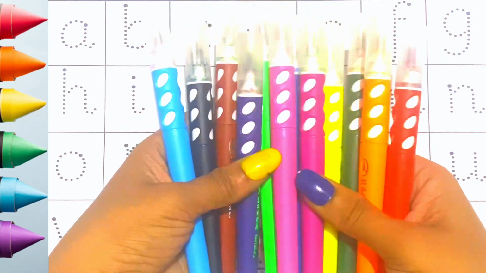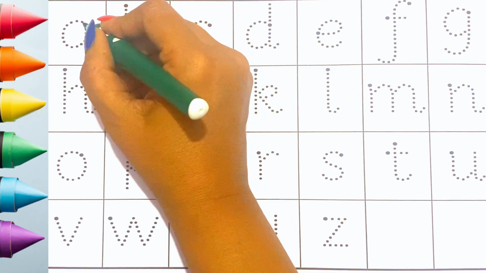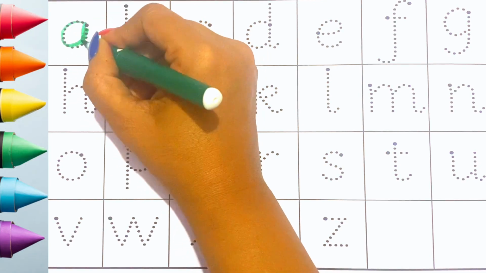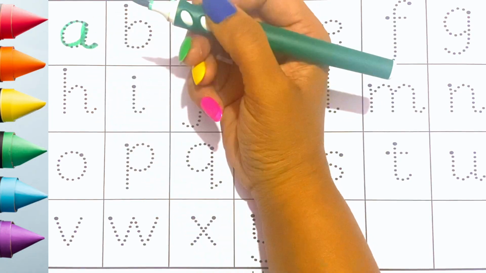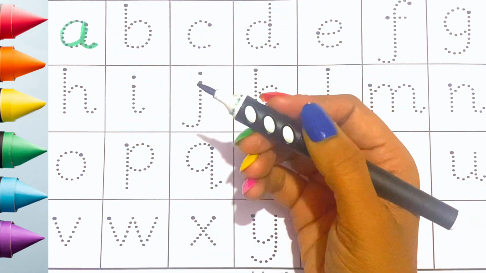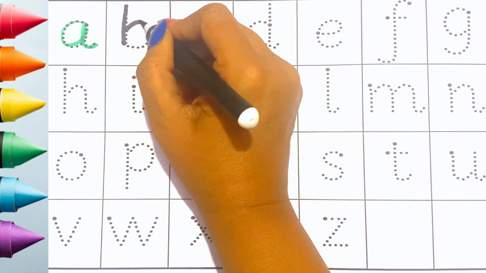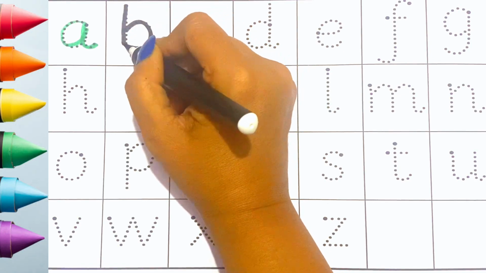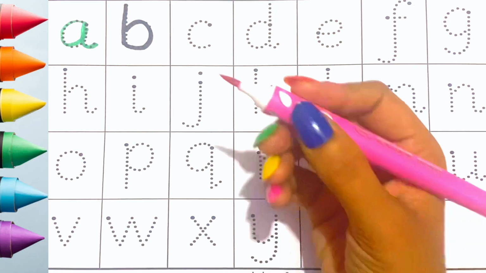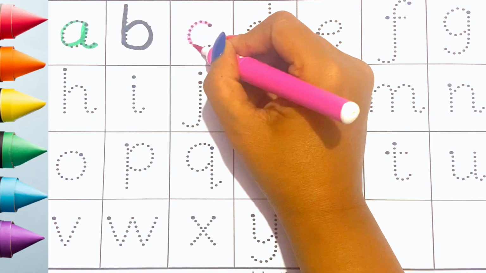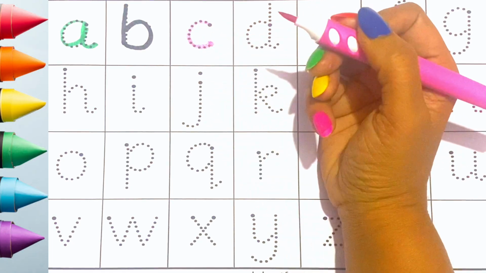So let's start ABC. Green color, A. A for apple, A for ant. Black color, B. B for ball, B for butterfly. Pink color, C. C for car, C for camera.